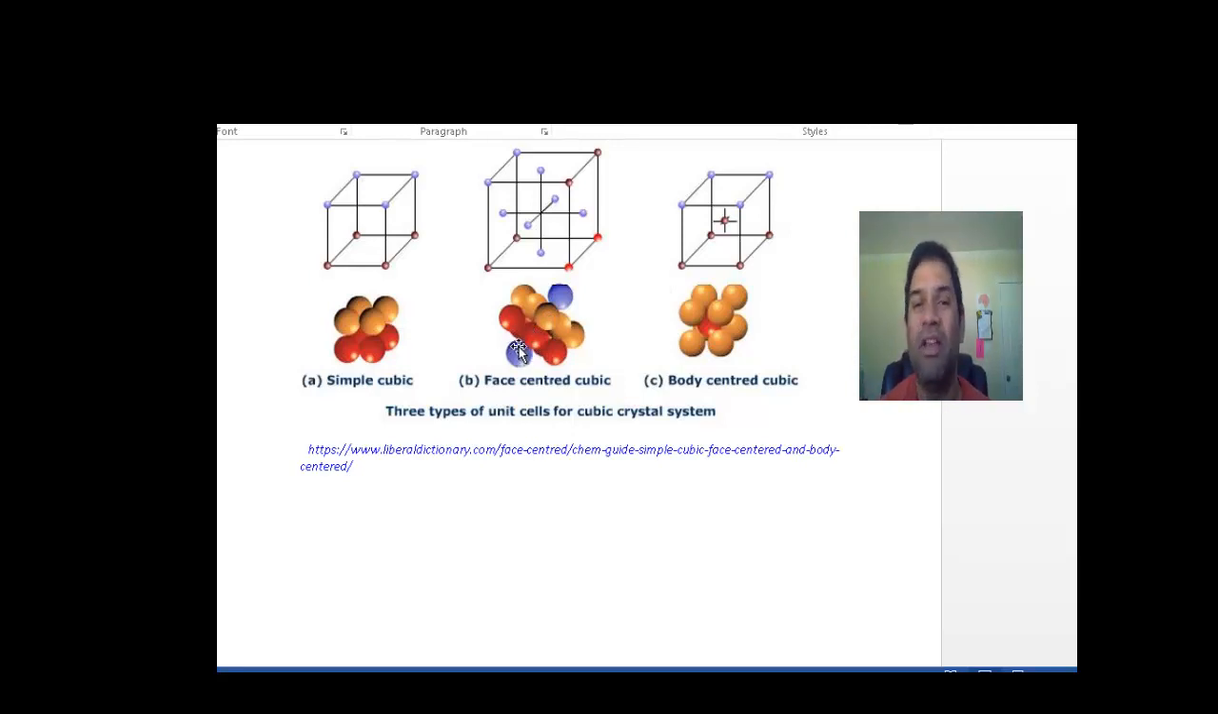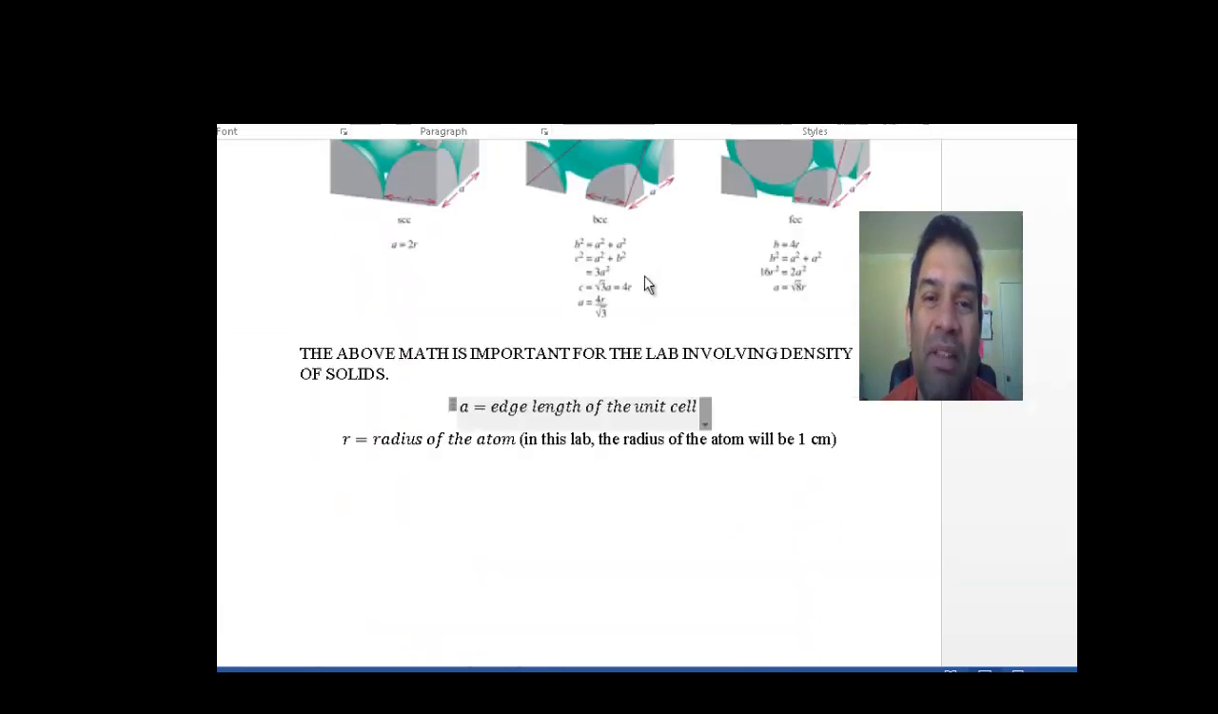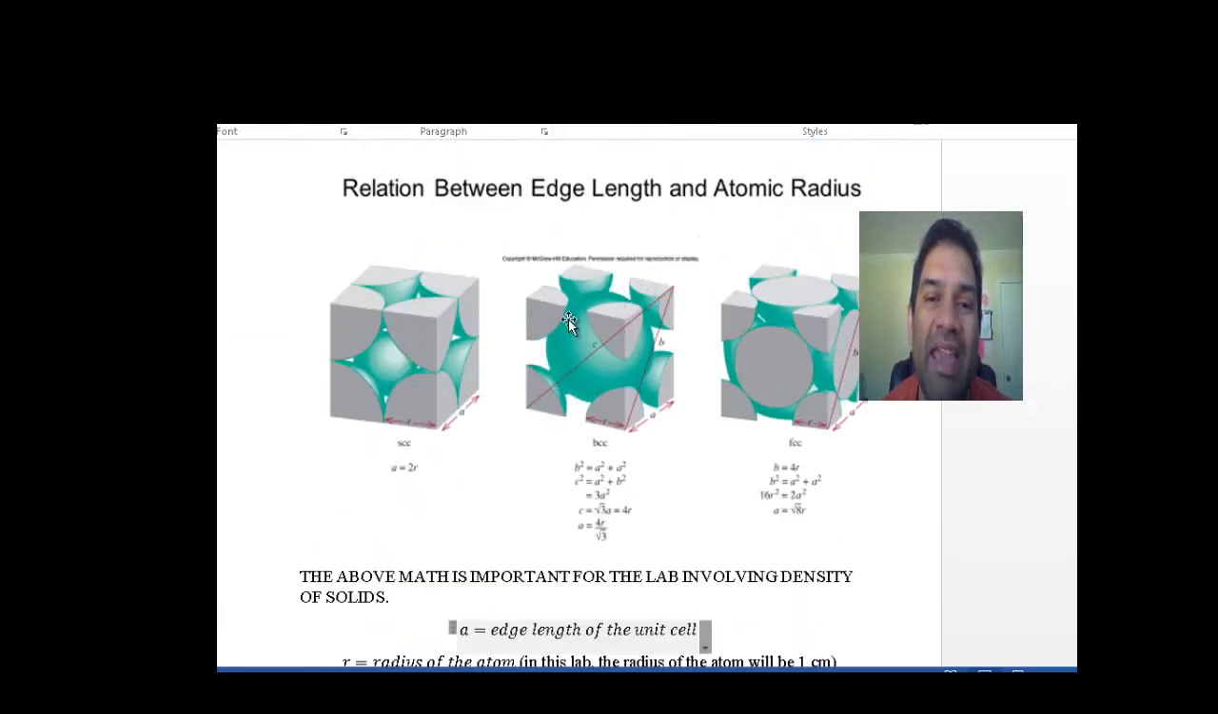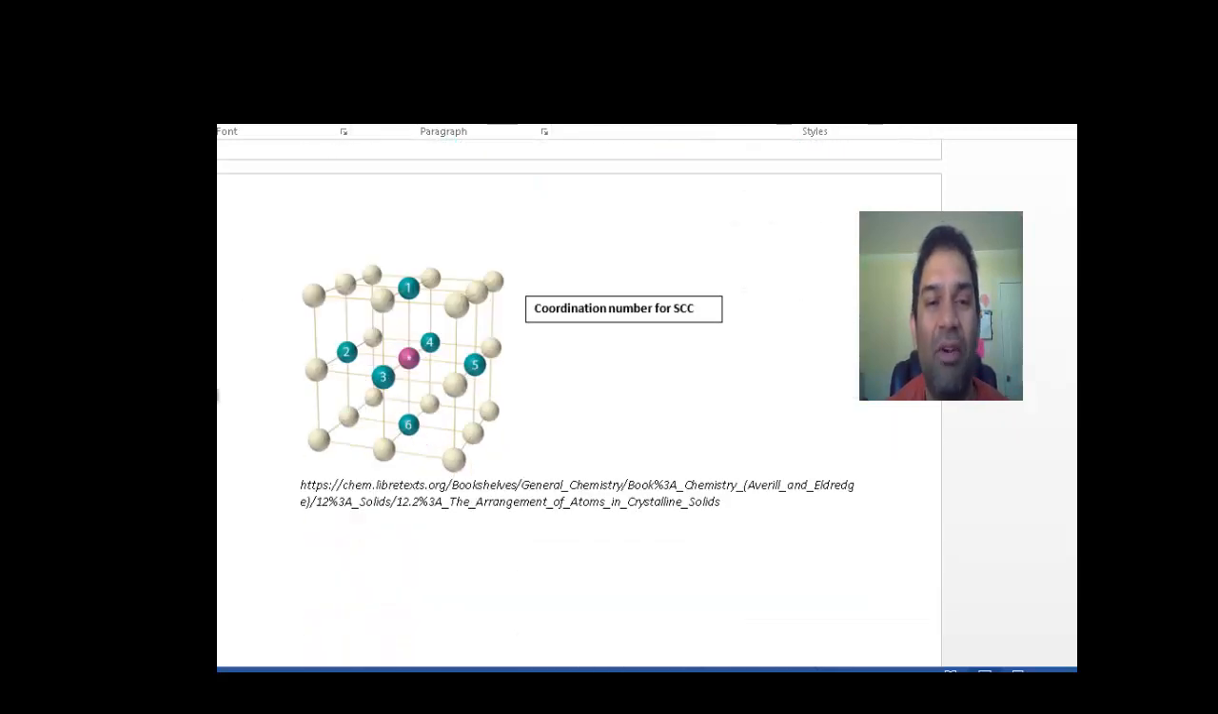So 12. The coordination number of FCC is 12. And then don't forget the coordination number of BCC, body-centered cubic, is going to be 8. That's very easy here if you scroll up to this diagram. All right, 8. And then simple cubic cell, this is actually going to be 6.